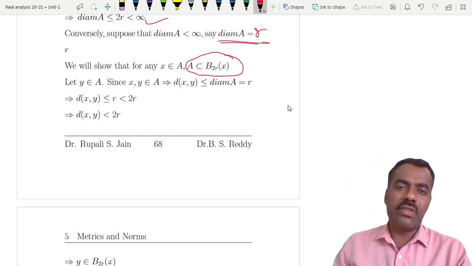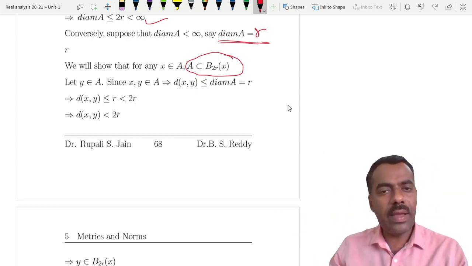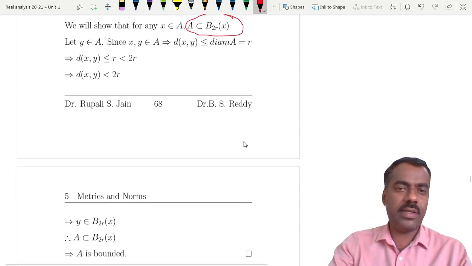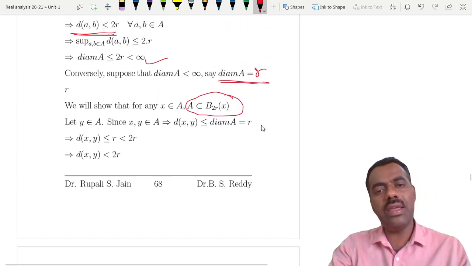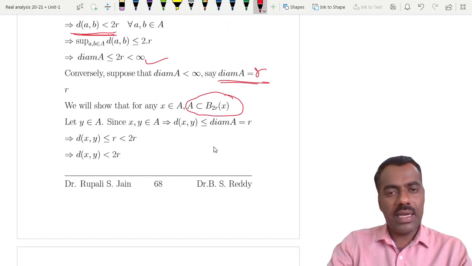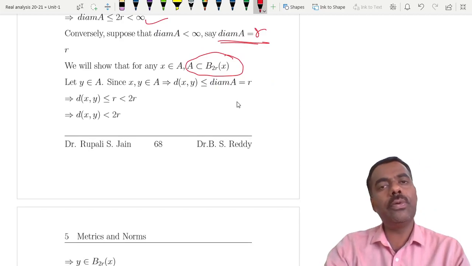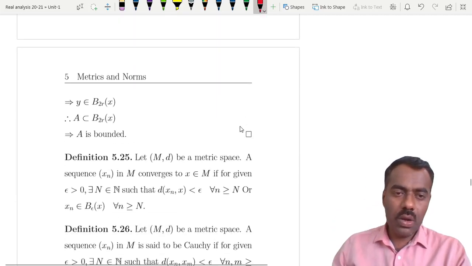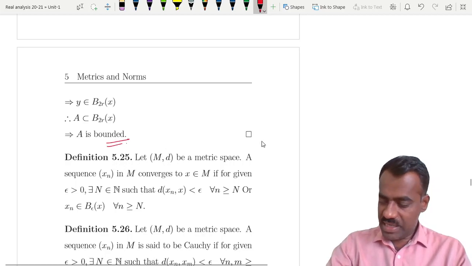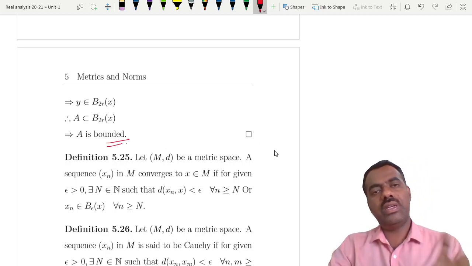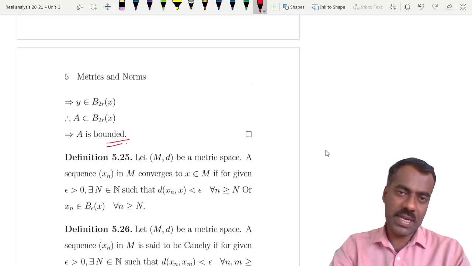Okay. So we are able to provide a ball where A is contained in this, right? And here the center may be any point of that set, right? So these proofs are not at all difficult once you know what you have to prove, right? Okay. So a set is bounded if and only if the diameter of that set is finite, right?